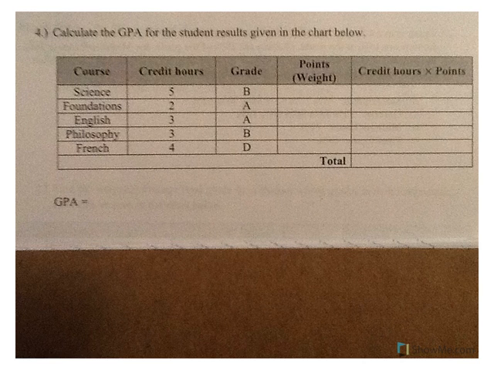All right, let's go on to number 4. Same basic one. You might want to try this one on your own. Hit pause, see what you can do, and then come back. But just going through it here, we know that A is 4, B is 3, and a D is 1. So when I multiply credit hours times the points, I'll have 15 for Science, 8 for Foundations, 12 for English, 9 for Philosophy, and 4 points for French.